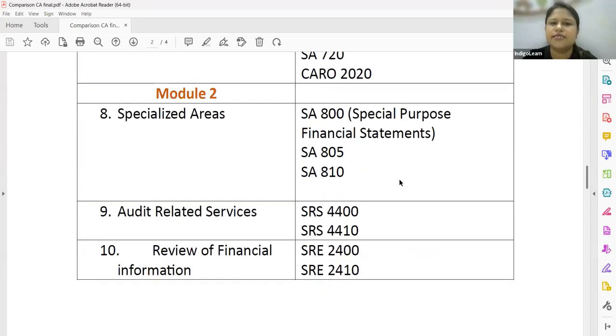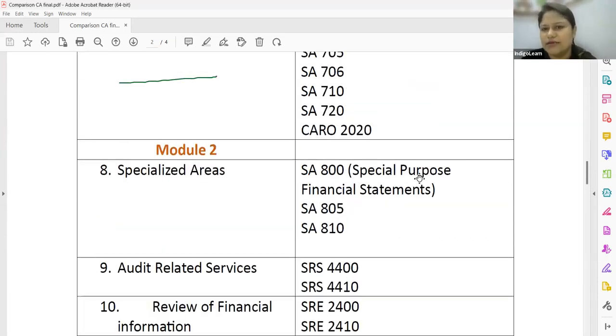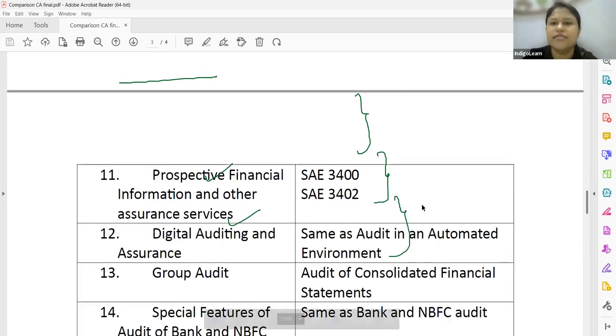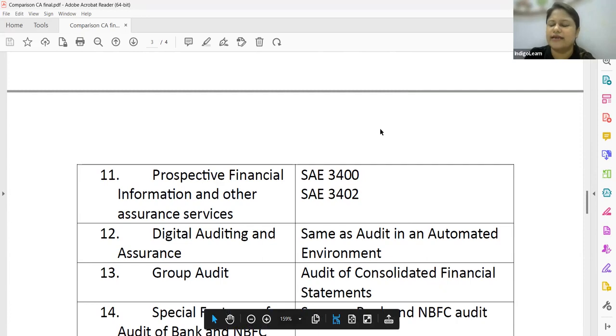Then when you discuss module 2, a very, very important specialized area that we have, I told you this is something you're going to study brand new now as a part of the syllabus, where you will get introduced to the 800 series in detail, where you'll talk about audit of related services, SRS in detail, and review of financial information, SREs, also you'll be studying now in detail. Okay, so these are again the set of standards which have been taken as individual chapters, and we discuss these chapters in detail.